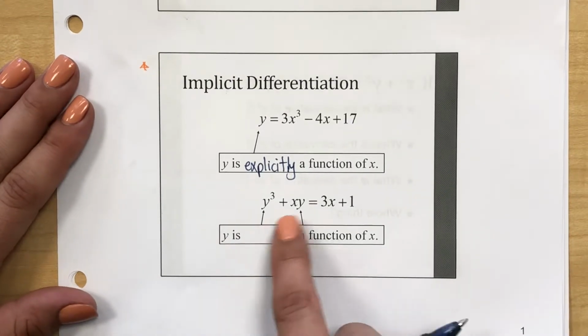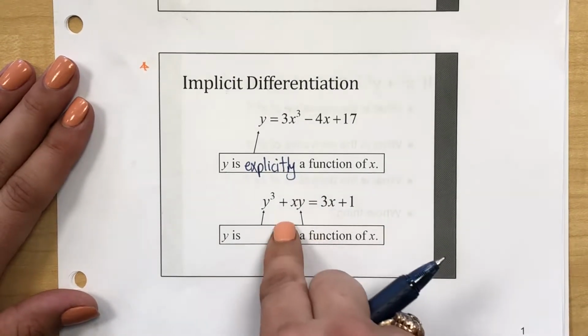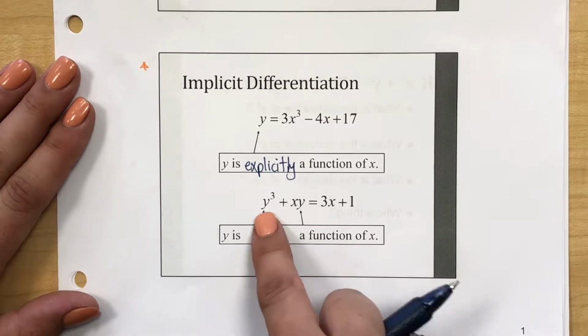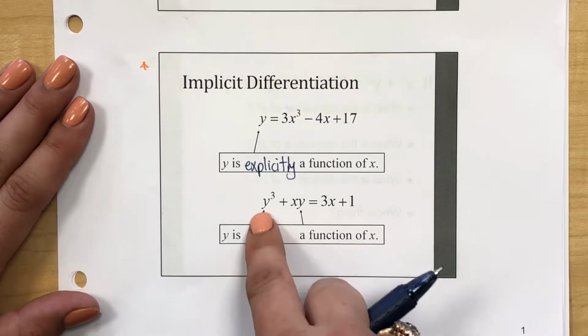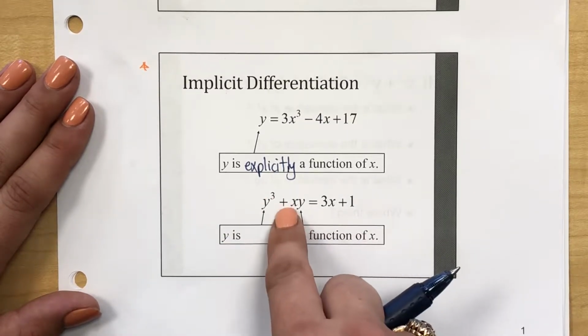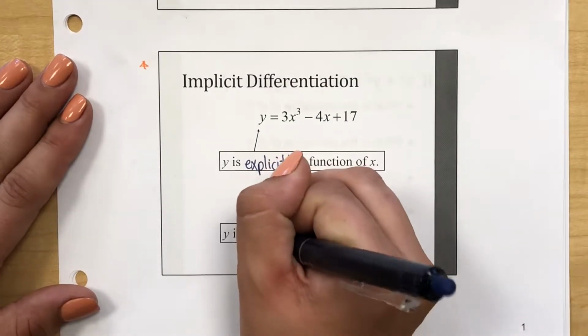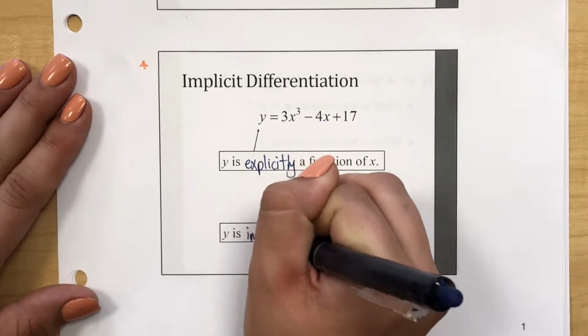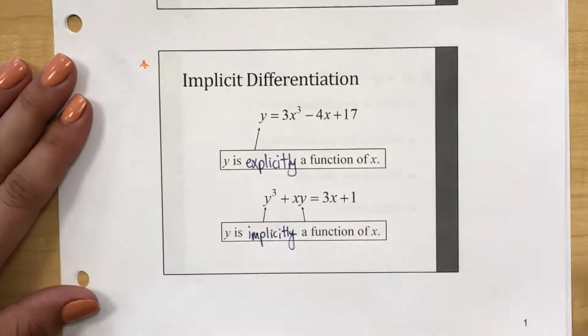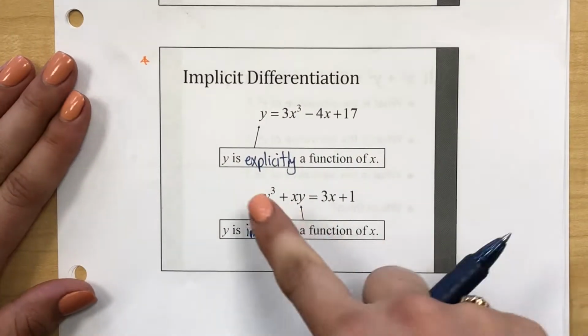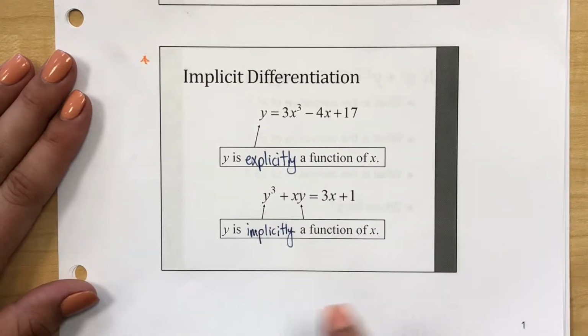Here, y is not isolated and cannot be isolated, in fact. Like you can't solve for y. You can factor out a y, but then you would still have a y squared here. You can't isolate y. So here we say y is implicitly a function of x. And in fact, it might not even be a function at all. It could be a relation.